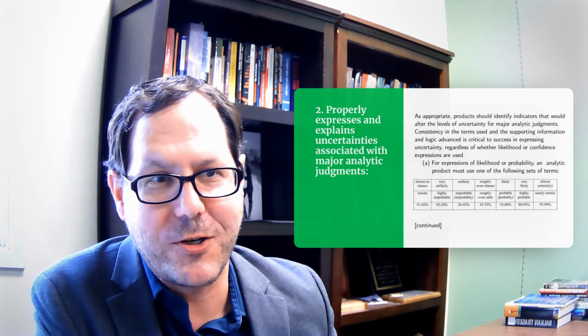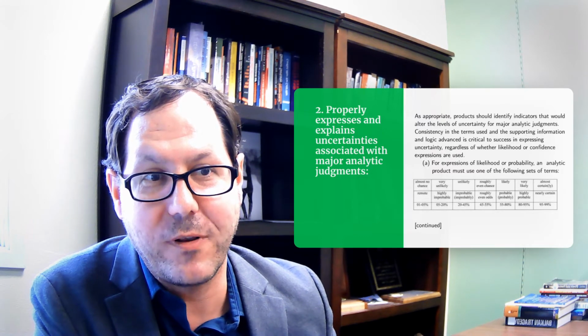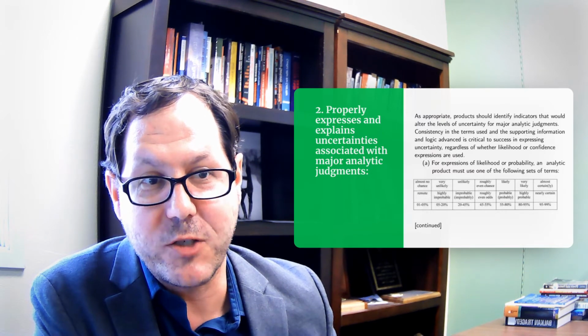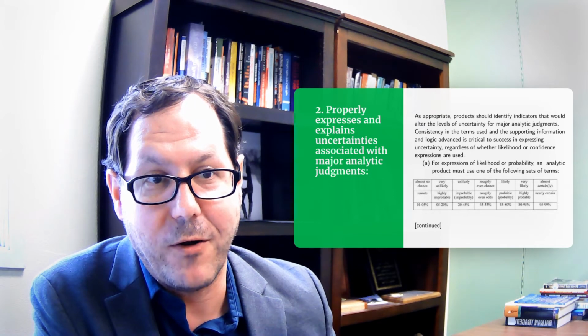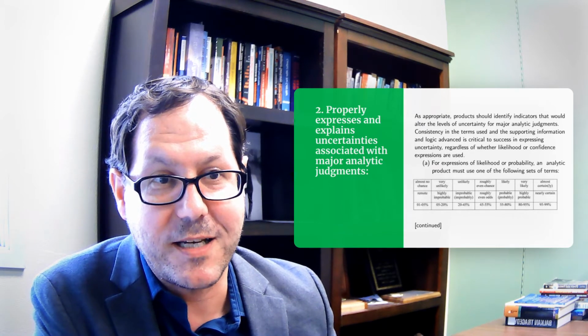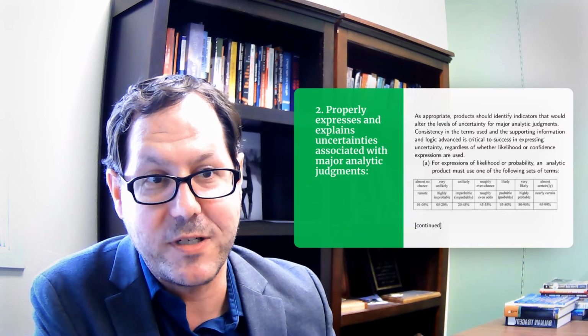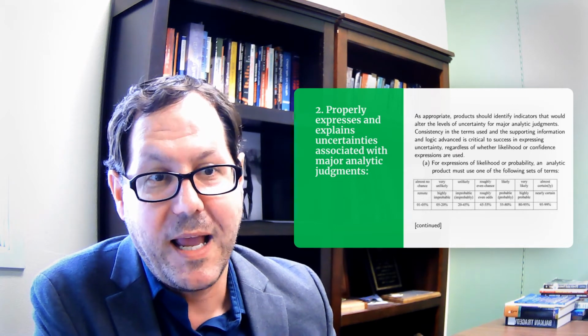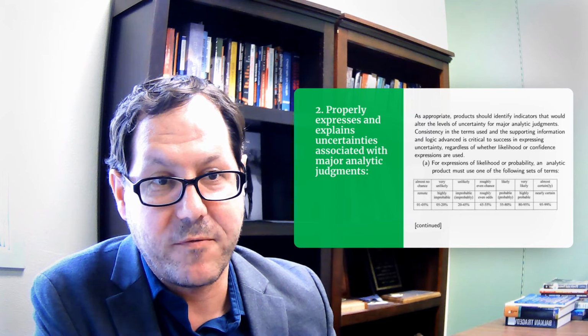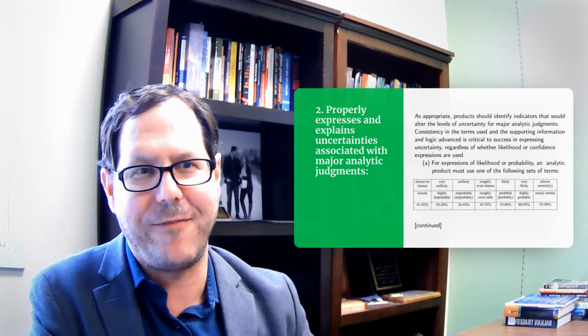As appropriate, products should identify indicators that would alter the levels of uncertainty for major analytic judgments. Consistency in terms used, and supporting information about logic advanced, is crucial to success in explaining uncertainty, regardless of whether the likelihood or confidence expressions are used. For expressions of likelihood or probability, an analytic product must use the following sets of terms. Okay, so I'm going to stop here and unpack a few things.